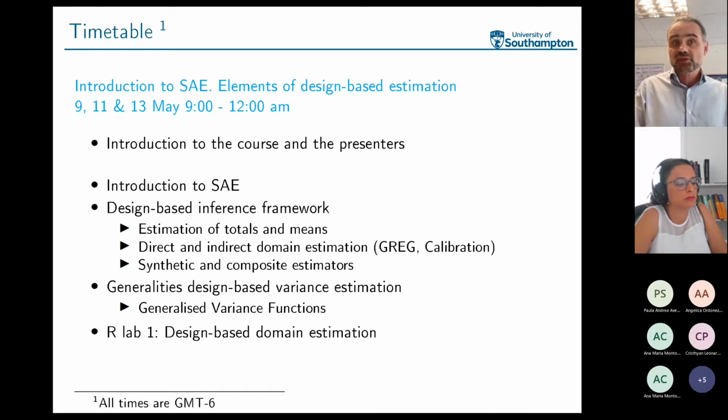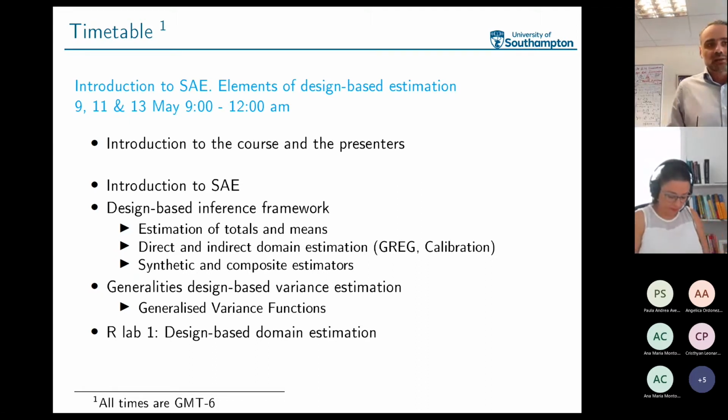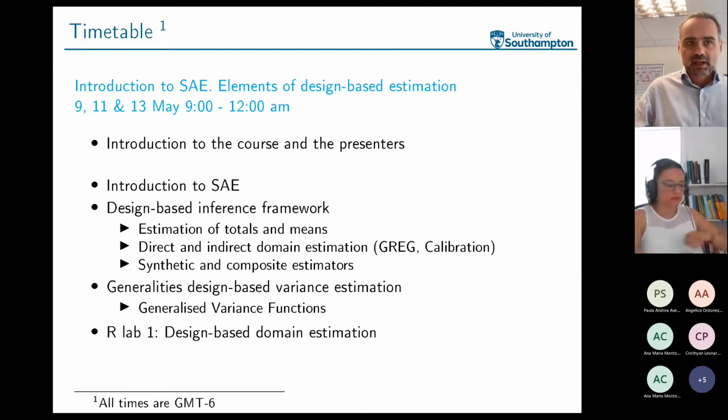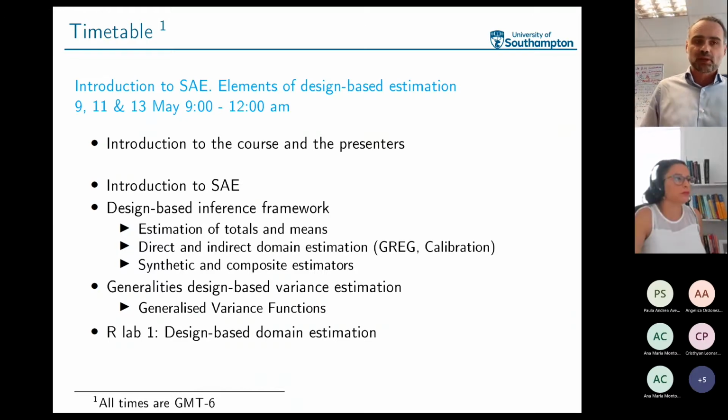But if they are sufficient for the purpose of what you're trying to do, that will be a good thing, because the office may decide to use this set of estimates. At the end of this week, there will be a lab in R, and that will cover the theory that was described during the theory parts of the course, and that will be on design-based domain estimation.